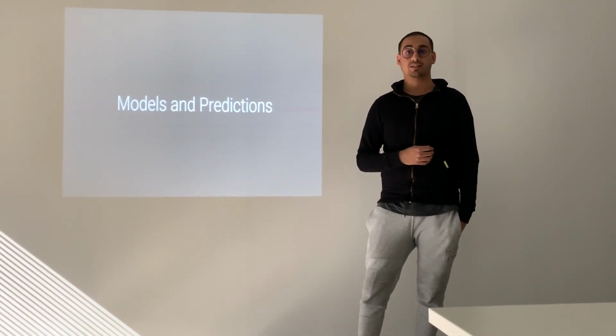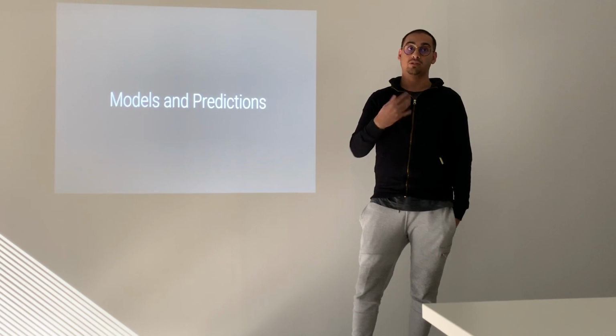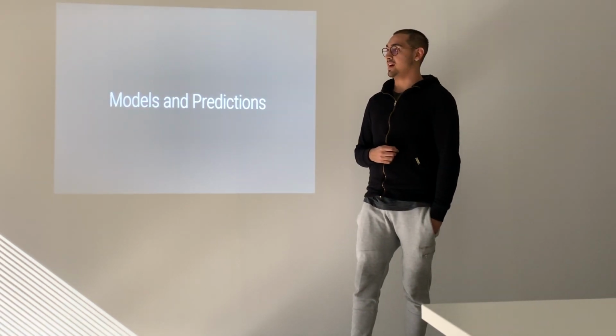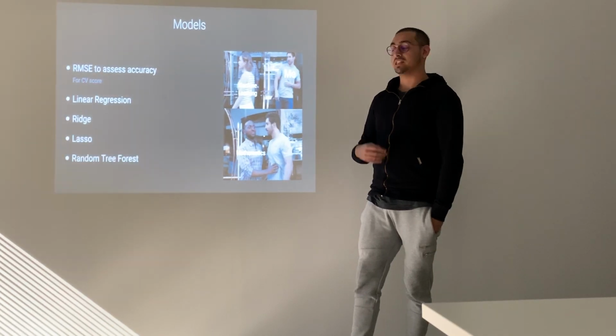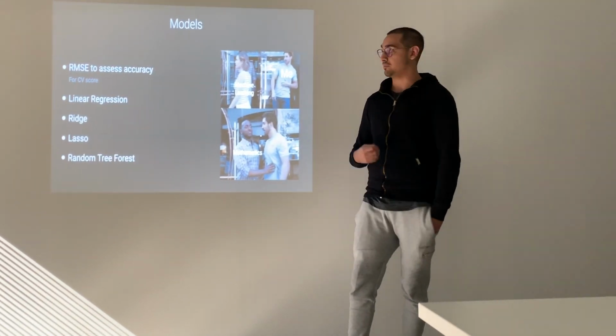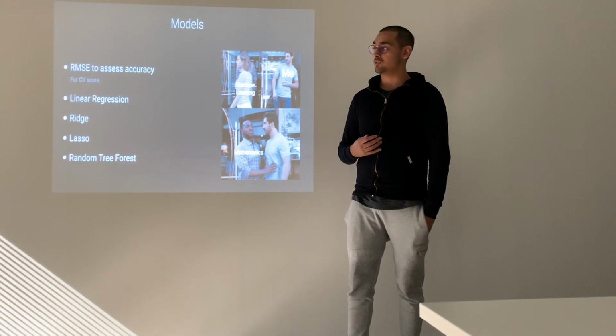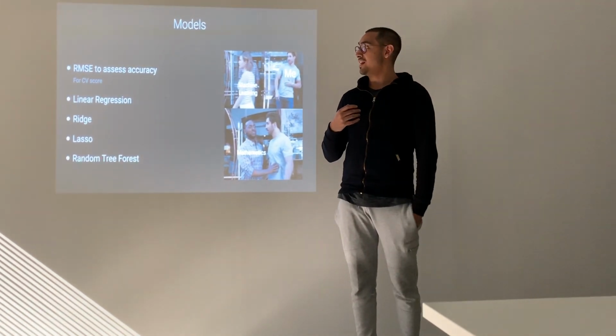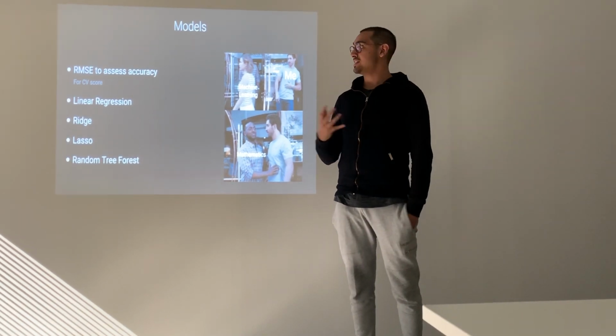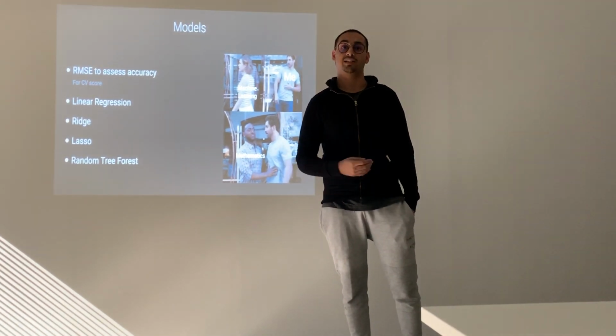Perfect. Some of the models, well, the most important model that we used was Lasso, which I'll show you on the next slide, because Lasso was the best performing model that we had. The other ones that I won't go through were linear regression, Ridge, and random forest. And we used root mean squared error to assess the accuracy, along with cross-validation scores.